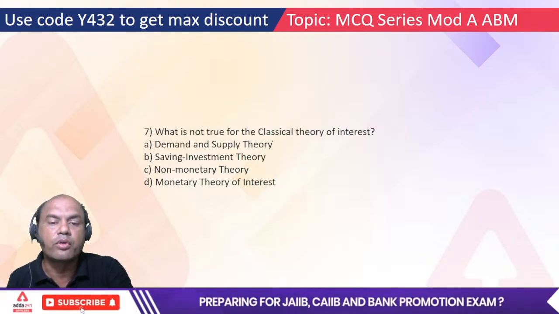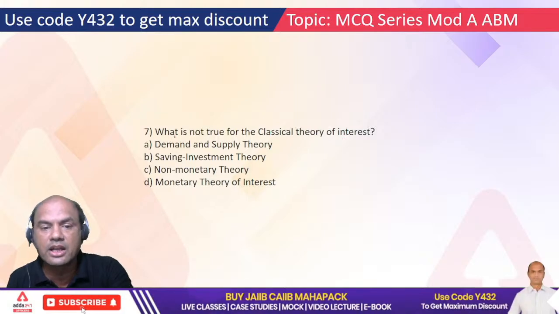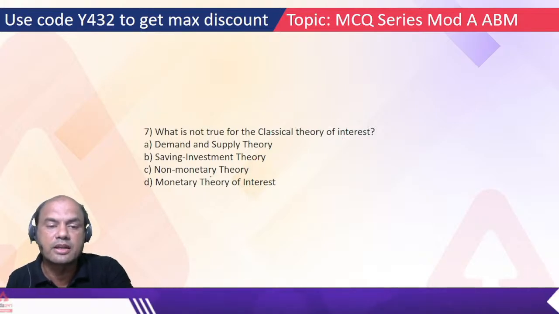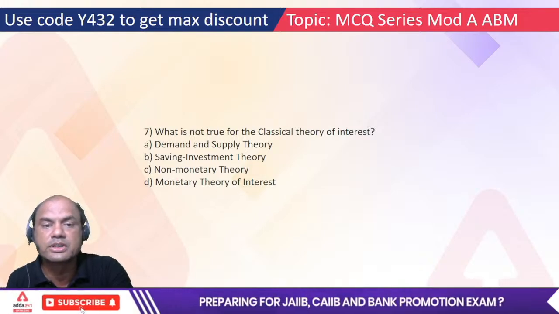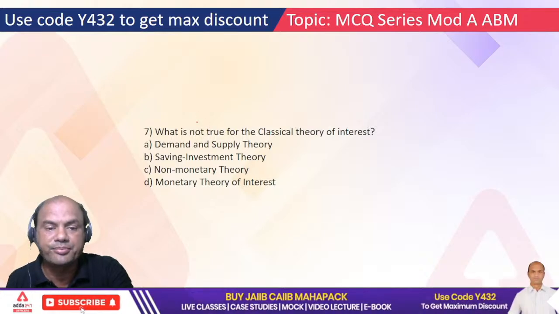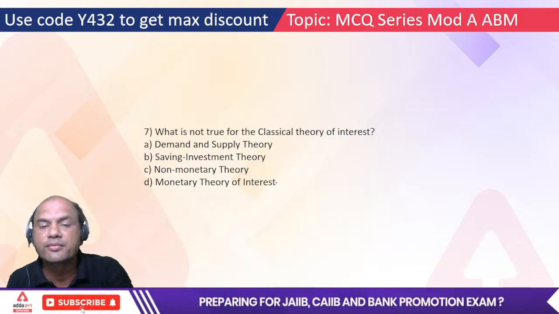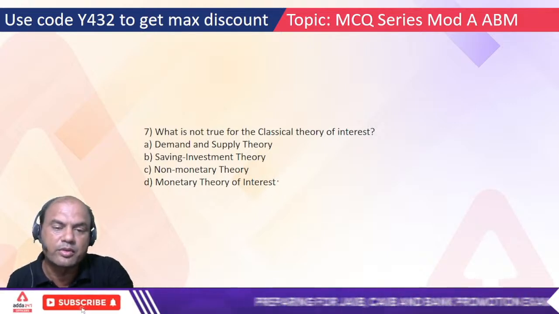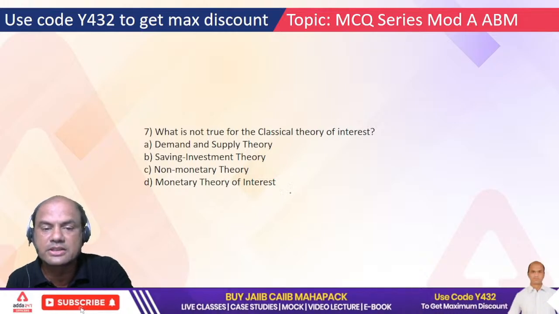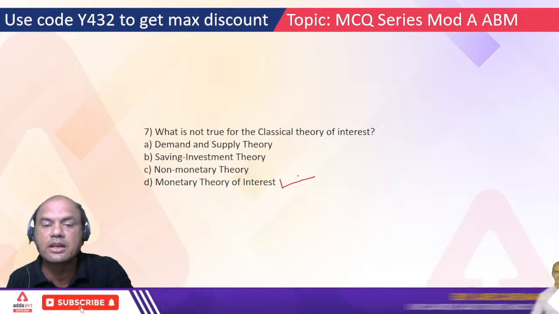Which is not true for classical theory of interest? Demand and supply theory, saving investment, non-monetary theory, or monetary theory of interest. For classical, this is what you'll have to remember, because it has no logic as such. The answer is monetary theory of interest.